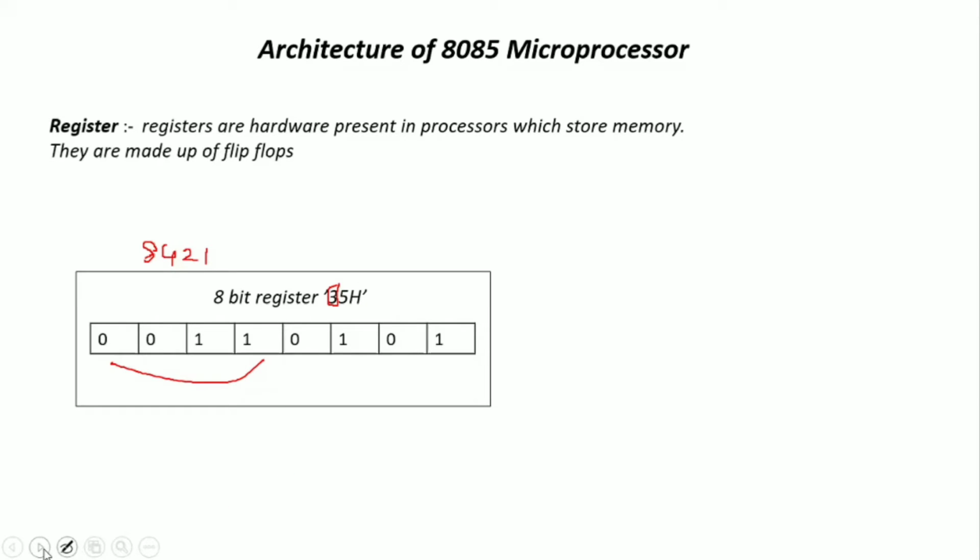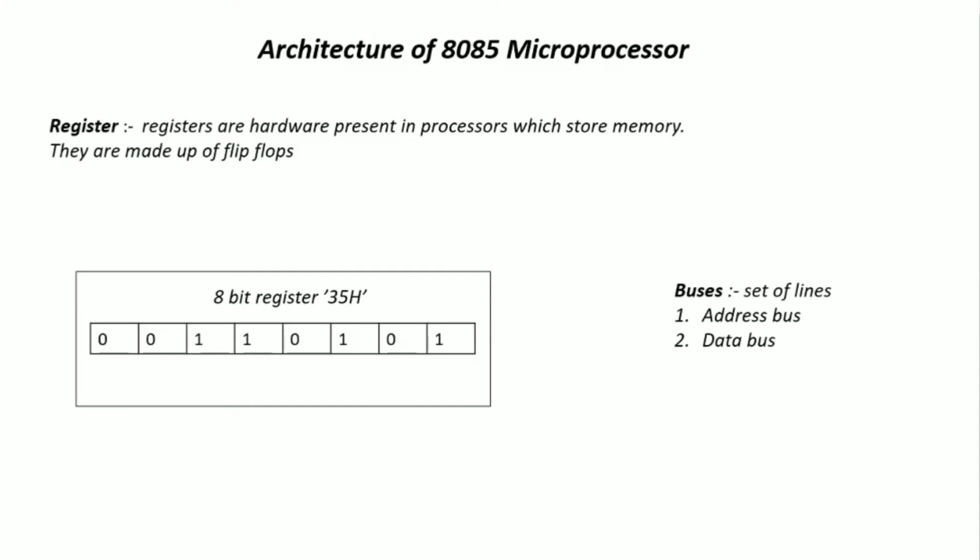Let's move forward. The next term is buses. Buses are just sets of lines, and they are of two types: address bus and data bus. The address bus will carry addresses and the data bus will carry data. If you want to take a certain value from one part of the microprocessor to another part, we use these buses; address buses contain addresses and data buses contain data.